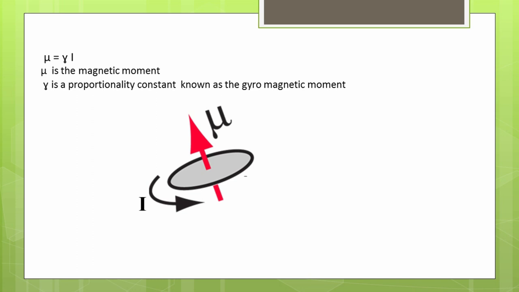The spin of the nucleus can be related to the magnetic moment of the nucleus through the relation mu equal to gamma I, where mu is the magnetic moment and gamma is a proportionality constant known as the gyromagnetic ratio. It can have positive or negative values depending on the direction of rotation.